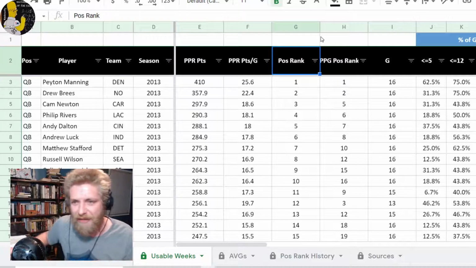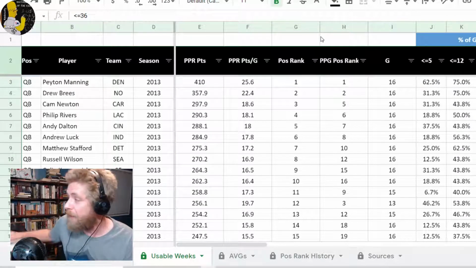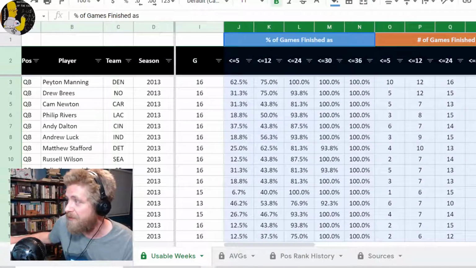It's probably written down in here somewhere. I don't know off the top of my head. All right. Also, in the very first data tab, you can actually see me calculating the percentage of their games.